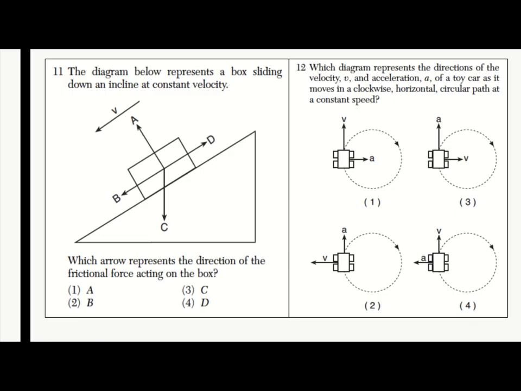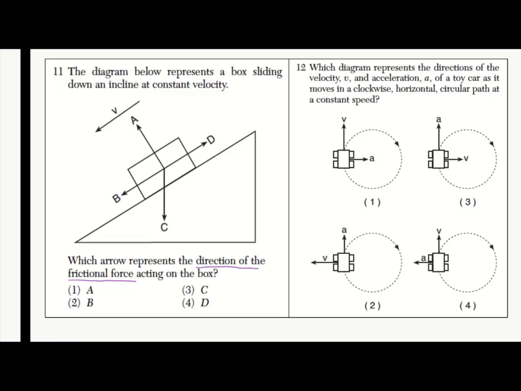Alright, for 11 and 12, we got some big diagrams. So we start with number 11. Here we got an inclined plane. Those tend to be ugly problems, but this one's not so bad. So here the diagram below represents a box sliding down an incline at constant speed. Which arrow represents the direction of the frictional force? So the direction of friction acting on the box.